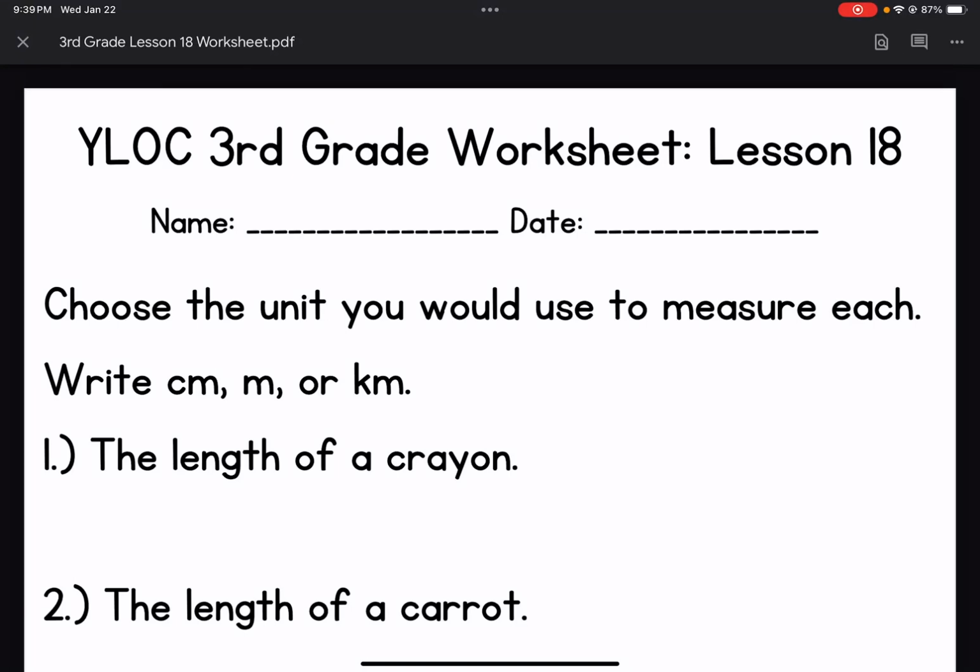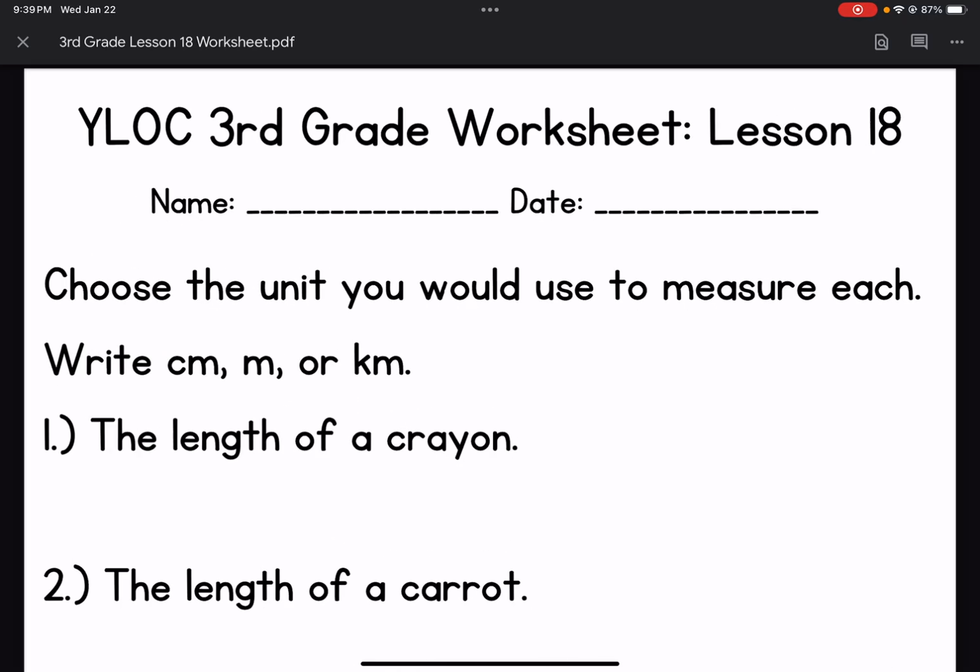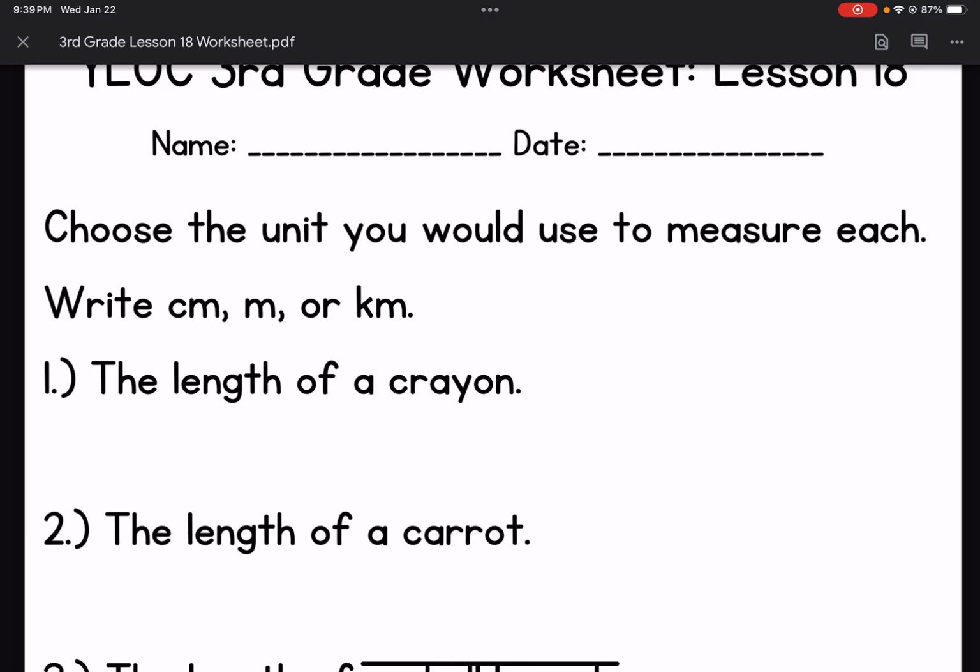Third grade worksheet. Sorry, lesson number 18. Today we're going to be choosing the units that we're going to use to determine what we want to use. Choose the unit that you would like to use to measure each. Write it in centimeters, meters, or kilometers.